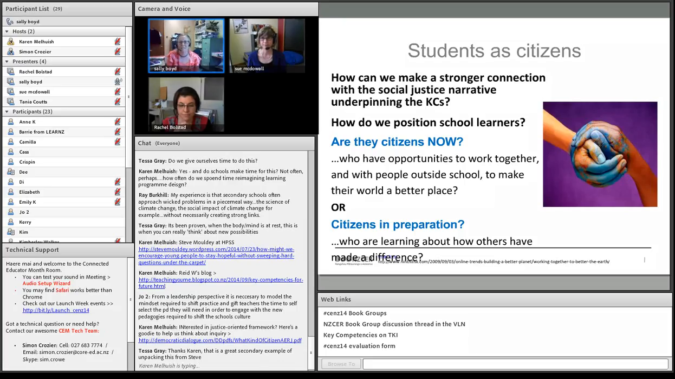The second one is citizens in preparation. It links back to that model of filling people with lots of stuff so they can use it later as opposed to using it now. But if you think about those two different framings, they have really big implications for what we do with the curriculum, what sort of learning opportunities we design, how we think about students, and also what the key competencies might look like.